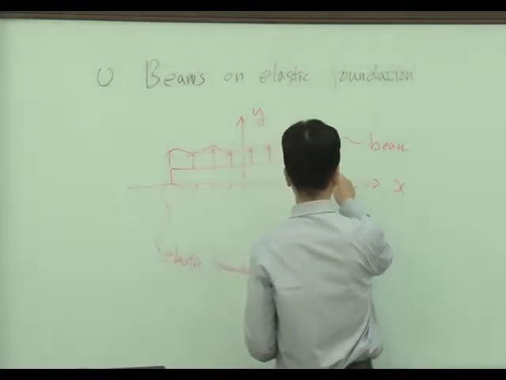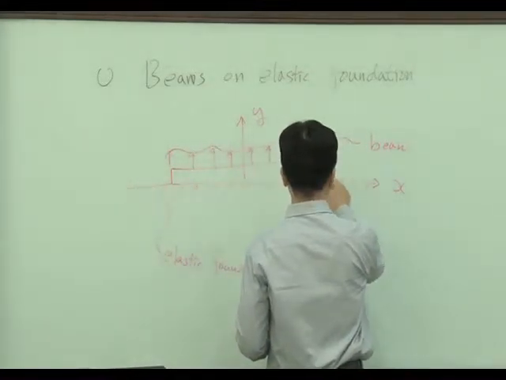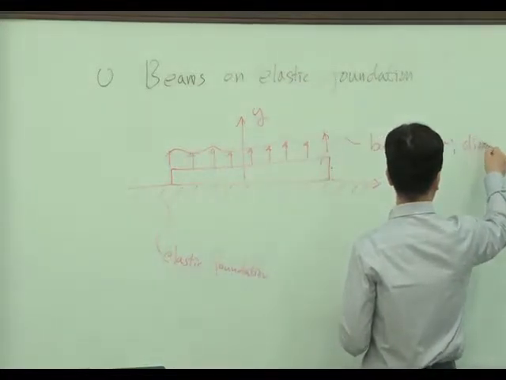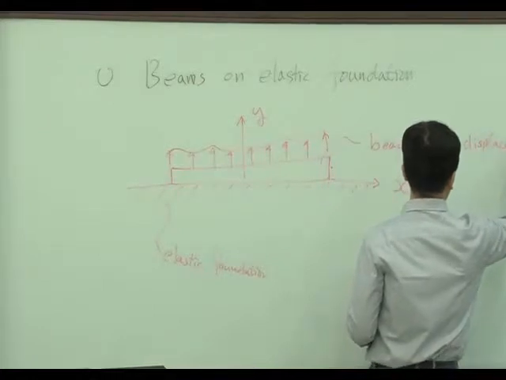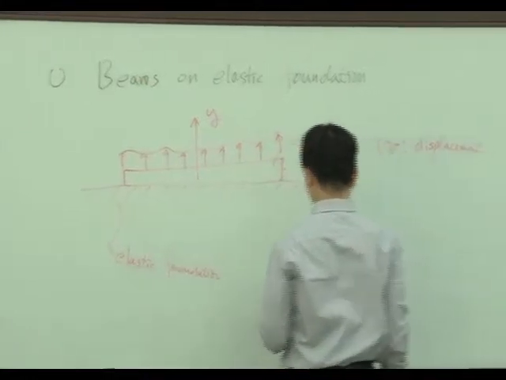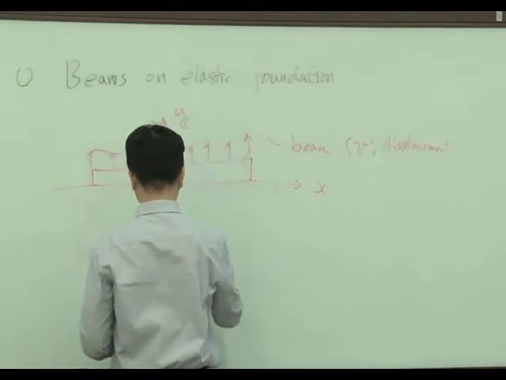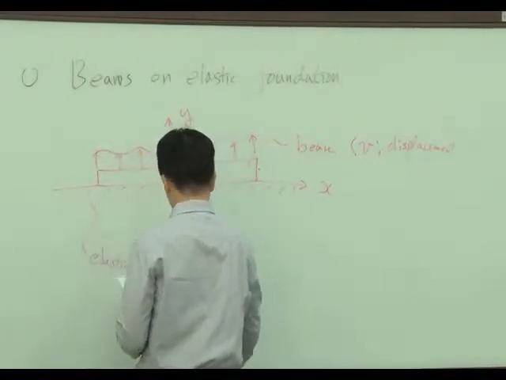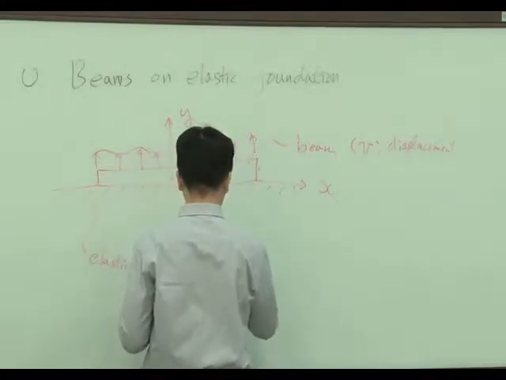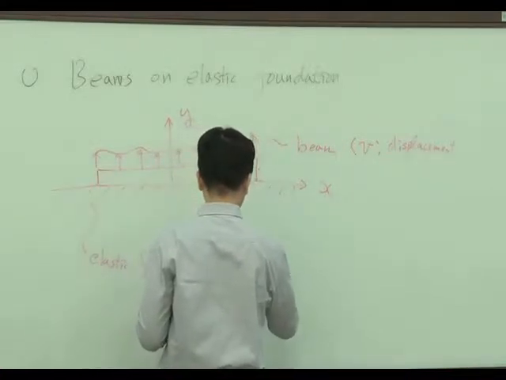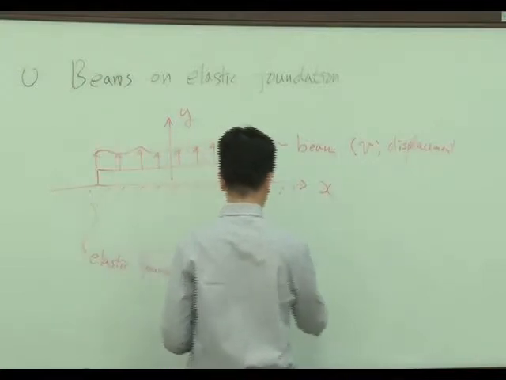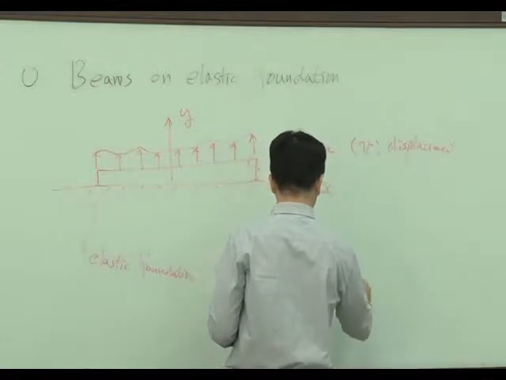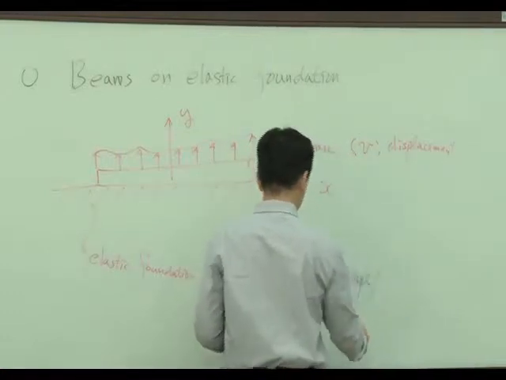And V measures displacement. This is V, the displacement. And the elastic foundation has a stiffness K. Stiffness, and the unit is force per displacement per length.